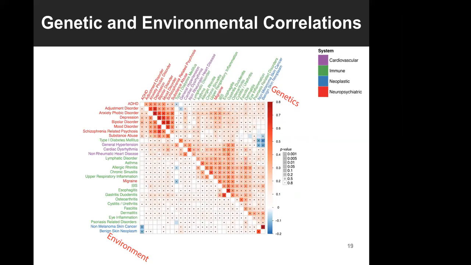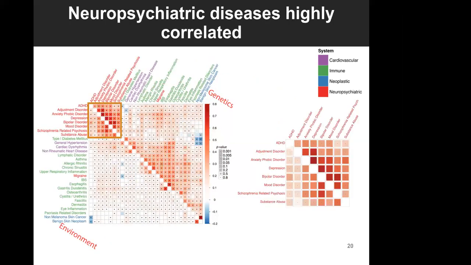And if we zoom in onto the cluster of neuropsychiatric diseases, we can see that they are very closely linked, related to each other, both genetically and environmentally. And contrary to the general pattern, for neuropsychiatric diseases, both genetic and environmental correlation are about the same magnitude. This is the very visible pattern we can see on this matrix.